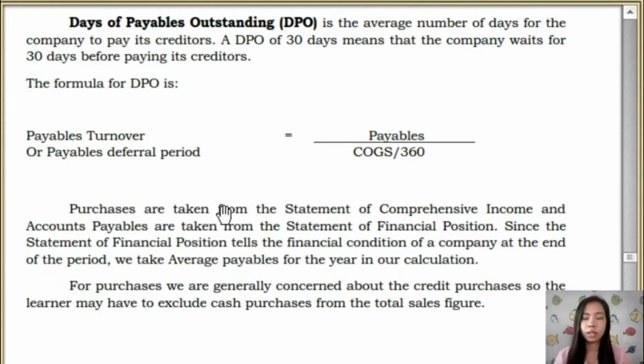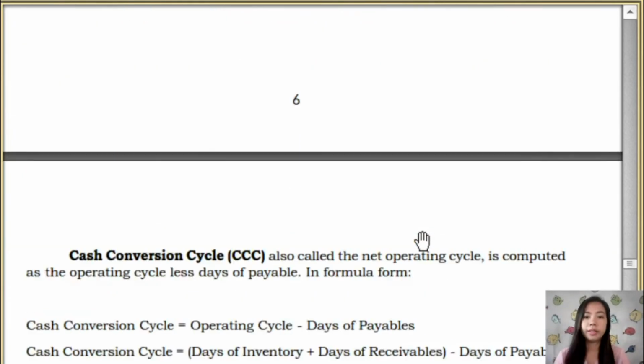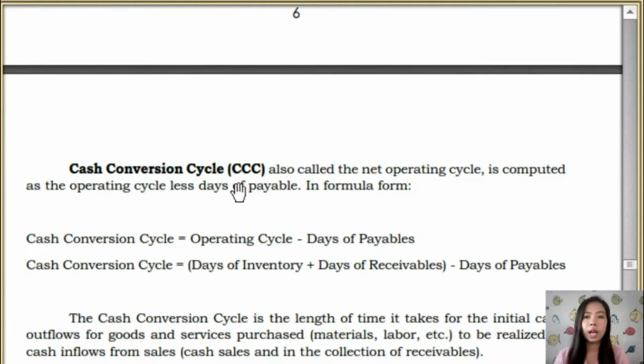Okay, so saan daw nakukuha si purchases? Kay comprehensive income. Si accounts payable naman kay statement of financial position. Okay, and then we go now to the cash conversion cycle or the CCC, also called as the net operating cycle. Para siya mako-compute, si cash conversion cycle, operating cycle minus days payable.